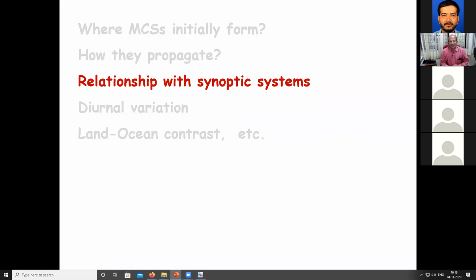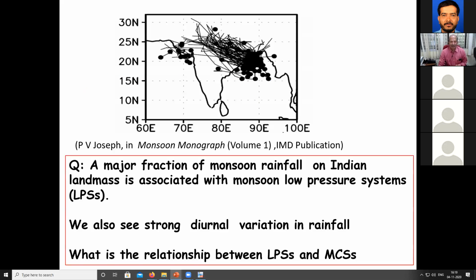Then what is the relationship with synoptic systems? Because we know that a major fraction of monsoon rainfall on the Indian monsoon is associated with monsoon low pressure systems, the LPS, like monsoon lows and depressions. We also see strong diurnal variation in rainfall. And we know that in the monsoon, most of the convective rainfall comes from mesoscale convective systems. Then what is the connection between synoptic systems and MCSs?